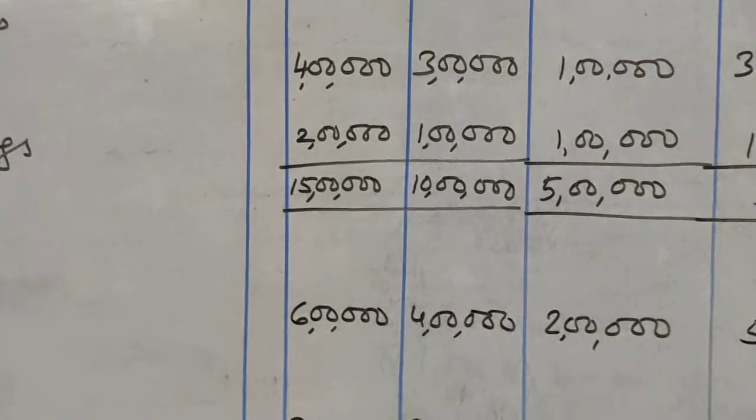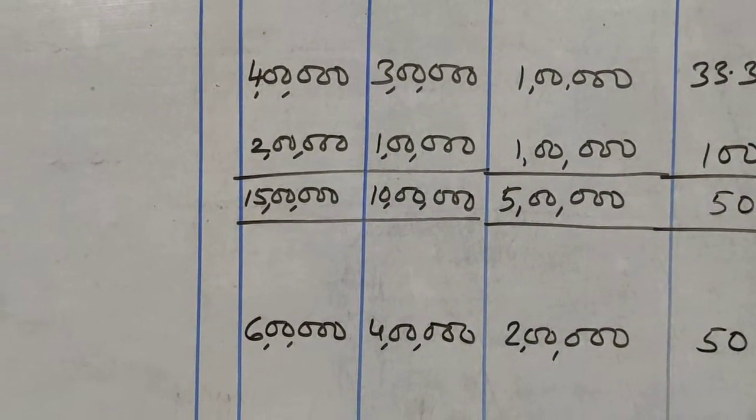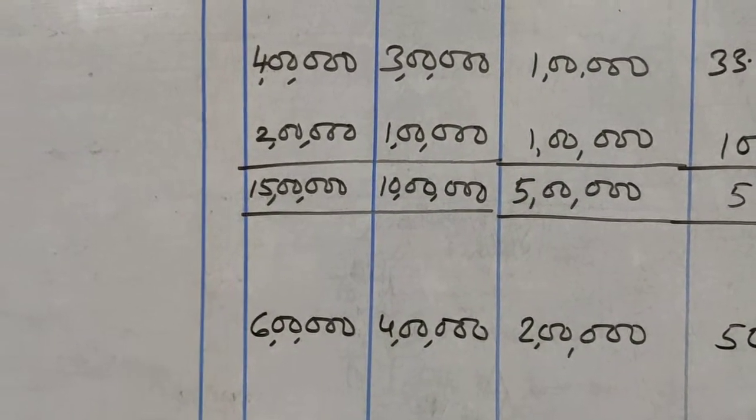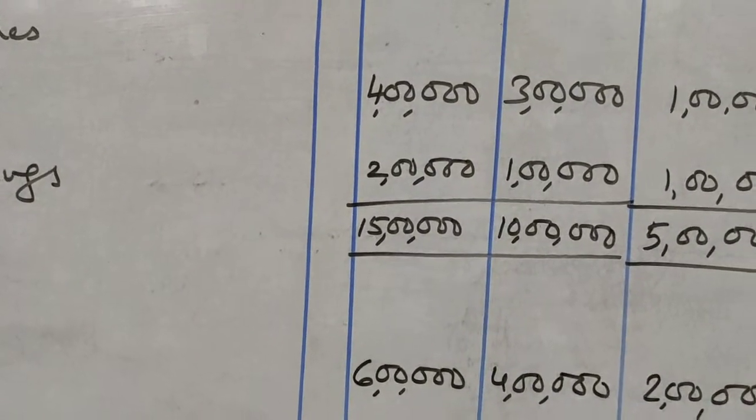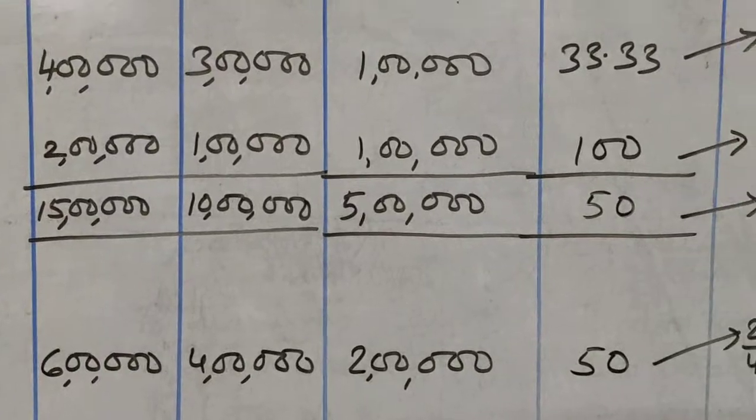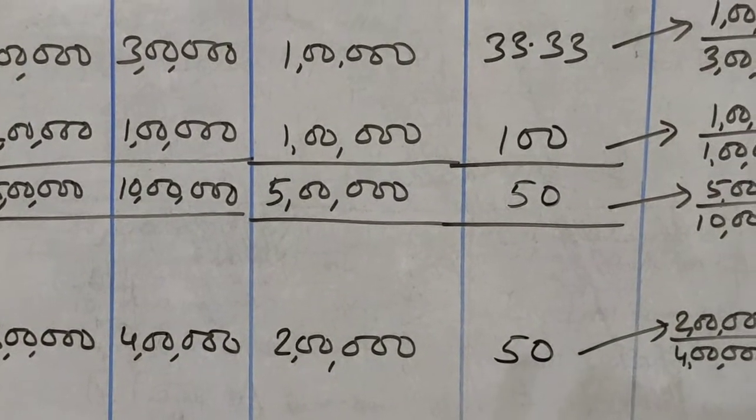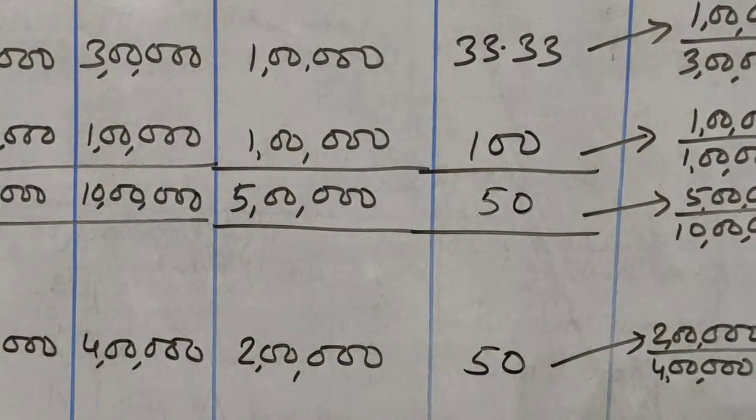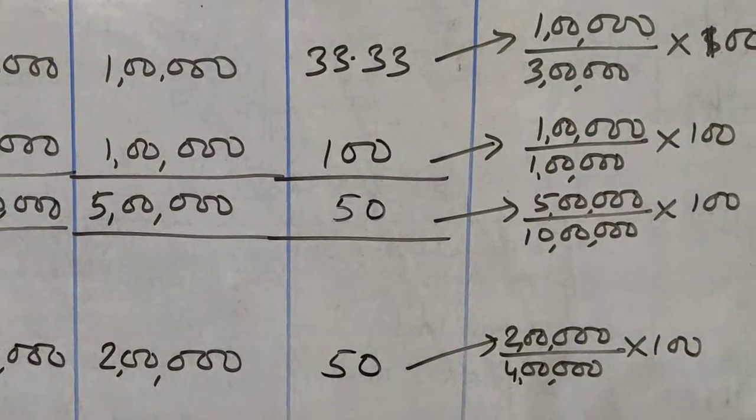Then comes the total of the equity and liabilities. Previous year the total was 10 lakh, present year it is 15 lakh. So what is the absolute increase? 15 lakh minus 10 lakh, 5 lakh. So 5 lakh divided by 10 lakh into 100, that is 50%.